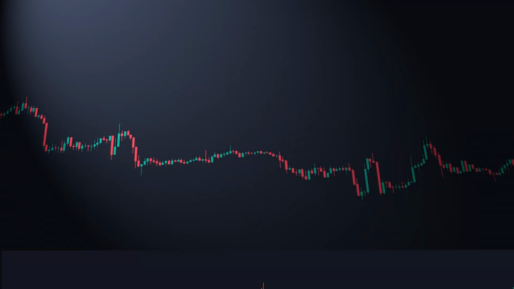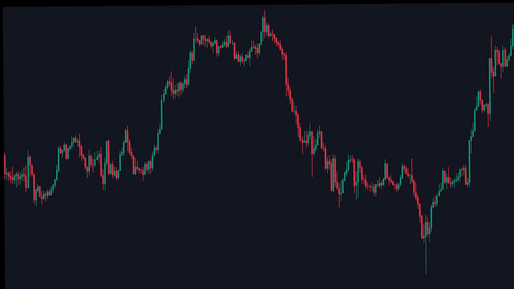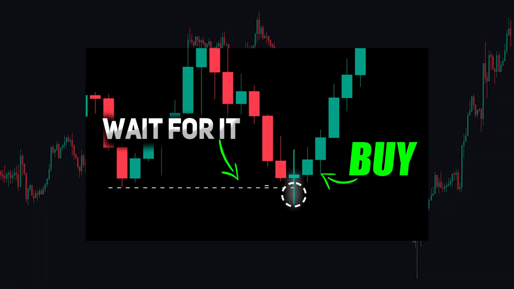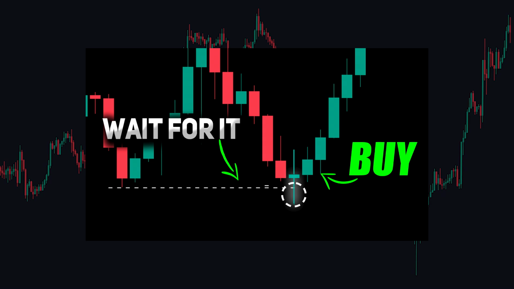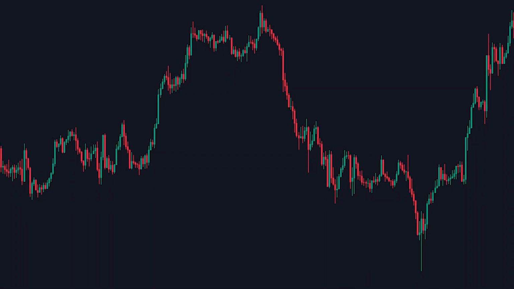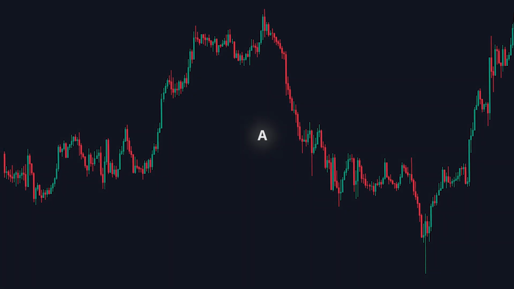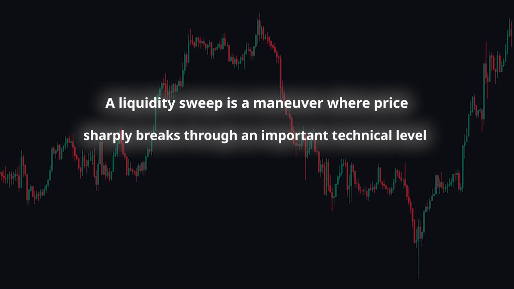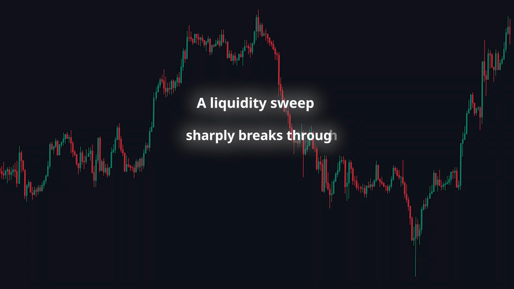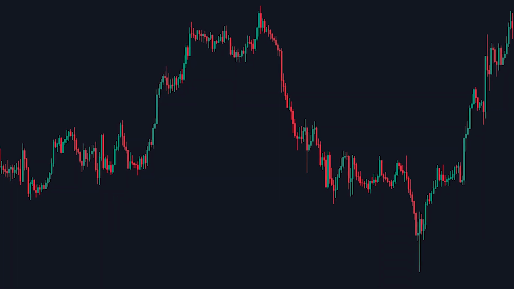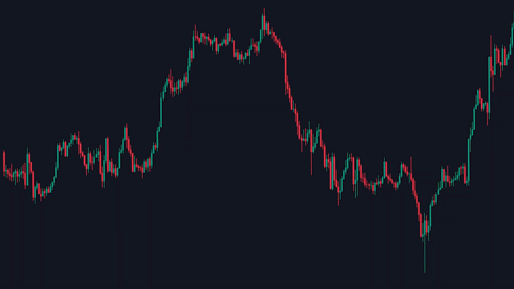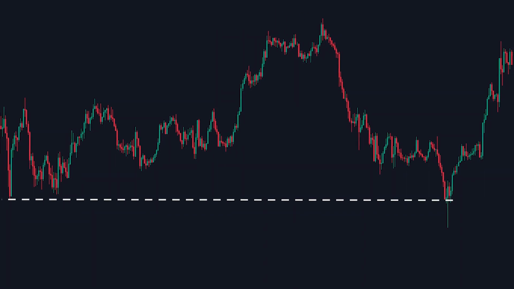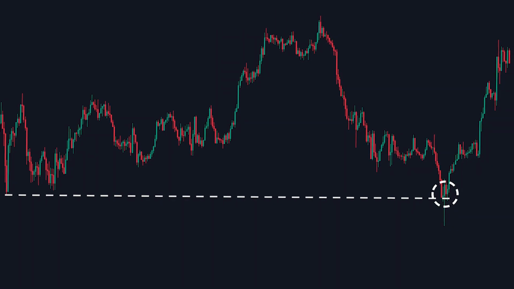To understand the logic of our entries, let's first clarify what a liquidity sweep is and why it happens. We already covered liquidity sweeps in a previous video, which you can find on the channel, but let's review since it's also necessary for this strategy. A liquidity sweep is a maneuver where price sharply breaks through an important technical level, support or resistance, triggers the stop losses clustered there, and then quickly returns back. On the chart, this often appears as a long candle shadow or a candle that crosses the level followed by another candle that returns back beyond the level.